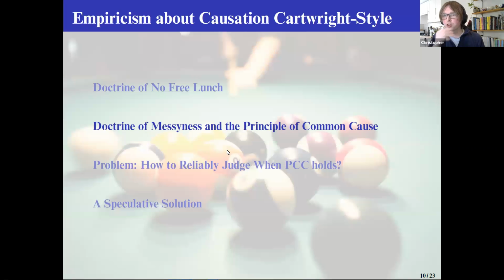So there are some further reasons, I think, why you might criticize that modest empirical thesis. Perhaps in Q&A we can talk about why I'm still attracted to it. But now I want to move on to the second pillar of Cartwrightian empiricism, namely the doctrine of messiness, as it applies to the principle of the common cause.